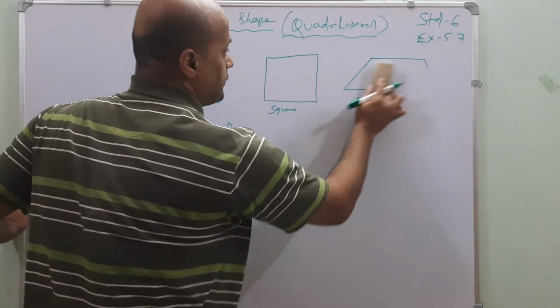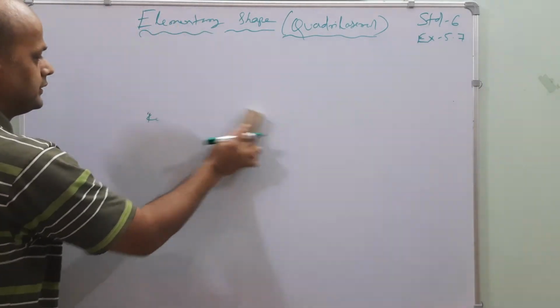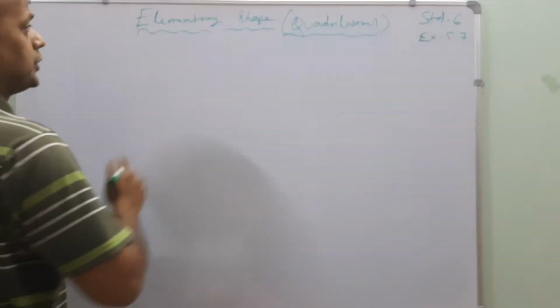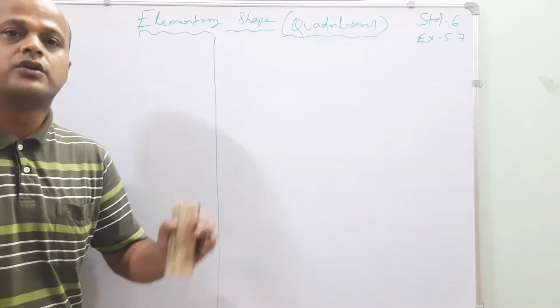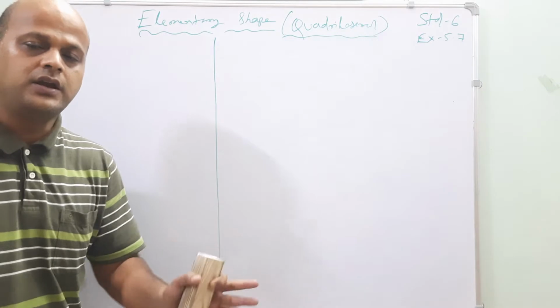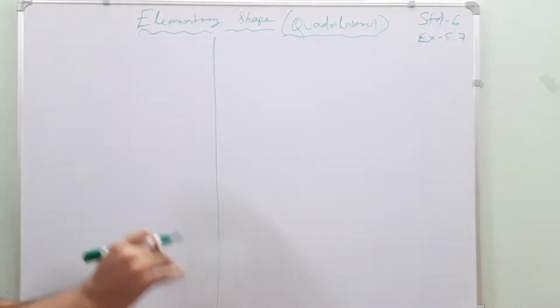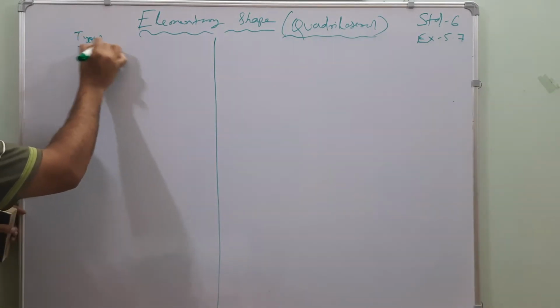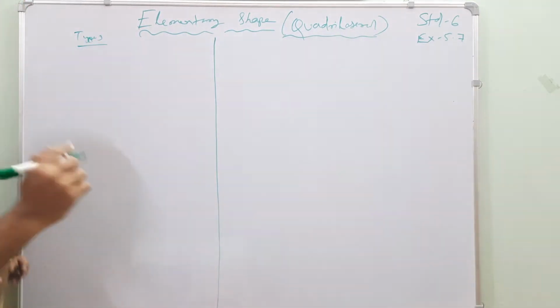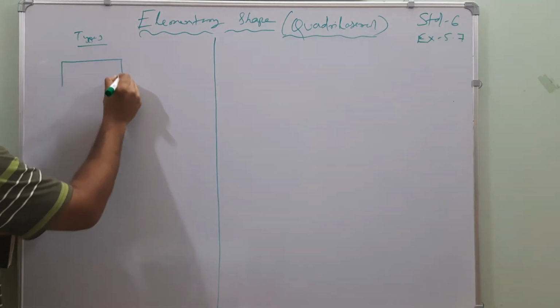I am dividing this whiteboard into 2 parts so that we can easily learn the properties of the various quadrilaterals. What is the definition of a quadrilateral? A quadrilateral is a shape made up of 4 line segments. This is the simple definition. But what are the types? The various types of quadrilaterals are: first one, the easiest to know, the rectangle.